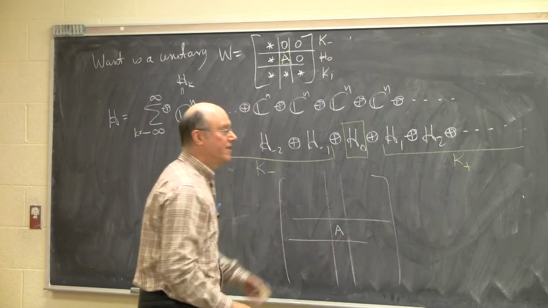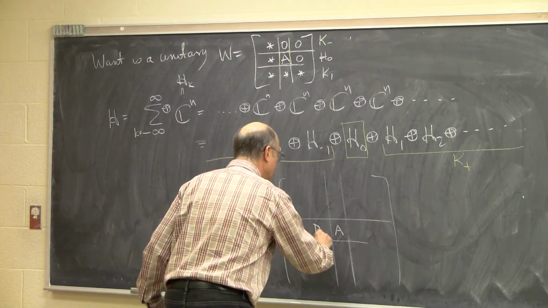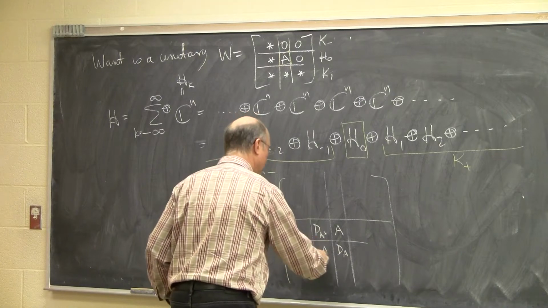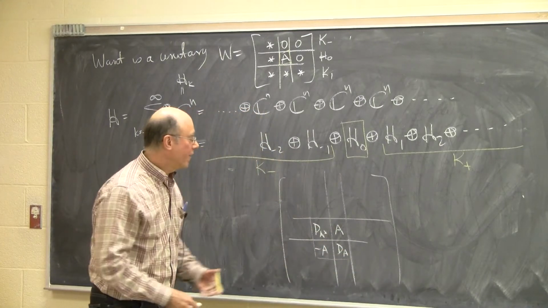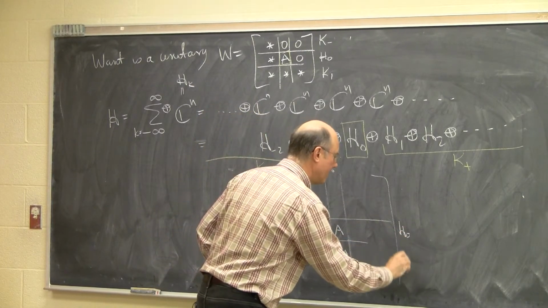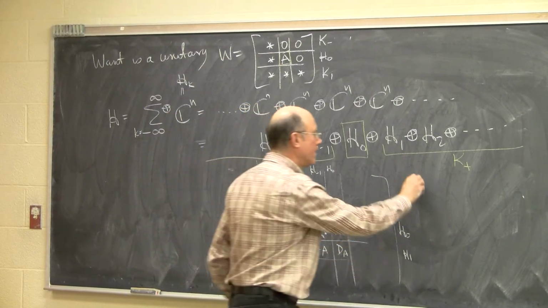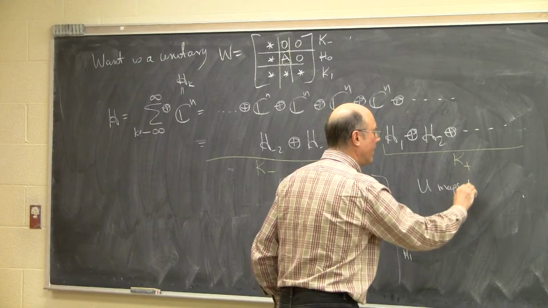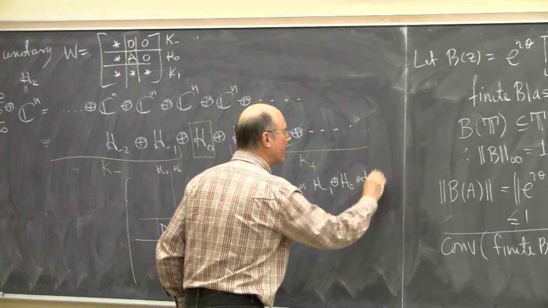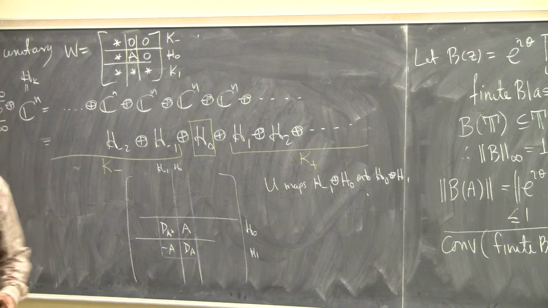First, I'm going to put this unitary that I constructed over there. We'll have to flip it around. So dA star, dA minus A. So that's a little unitary. And what it's doing is that this U here is mapping H minus 1 direct sum H0 onto H0 direct sum H1. Okay, the way I've written it.